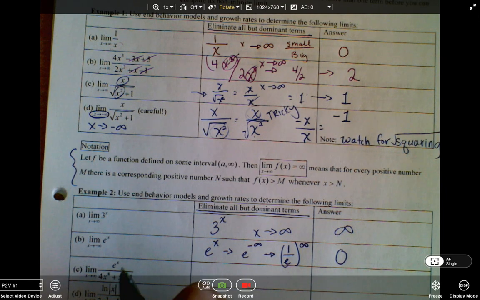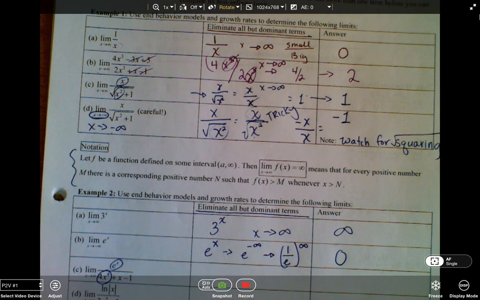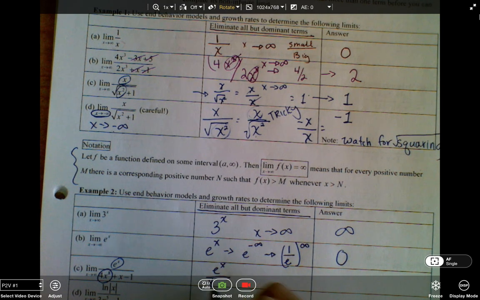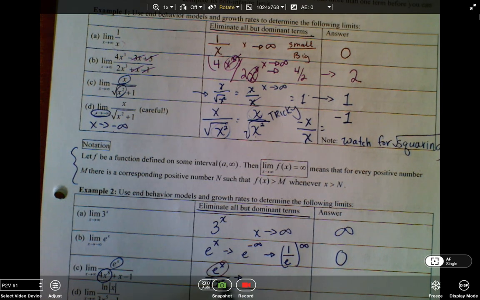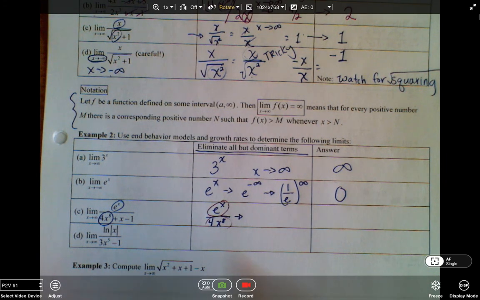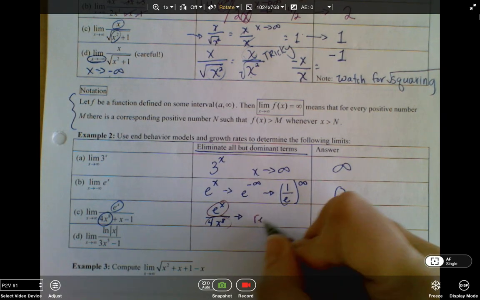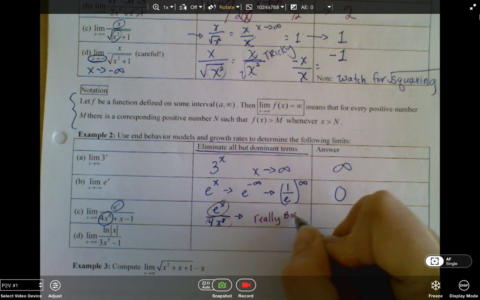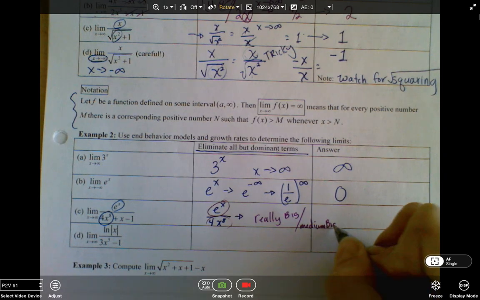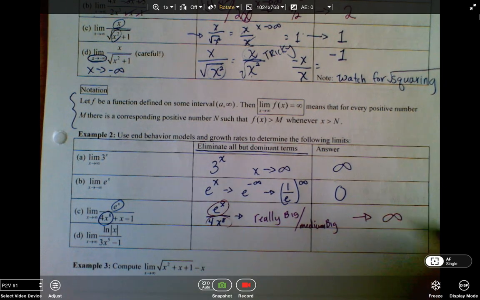Eliminating all but dominant terms here, that's actually going to do something. We'll be left with this guy and this guy. So we have e to the x over 4x to the 8th. And who's outpacing whom? Well, this guy is going to have more weight than this guy, which means that it's going to pull our answer up to infinity. There won't be anything left that's having enough impact on the bottom to change that. So this guy's going to get really big over something else, like medium big, which ends up pulling us out to a positive infinity. Ends up pulling us just up and away.